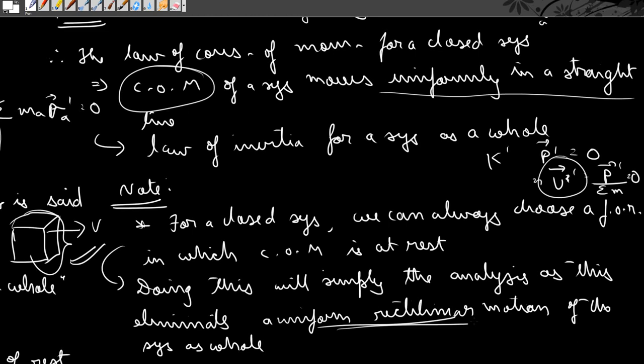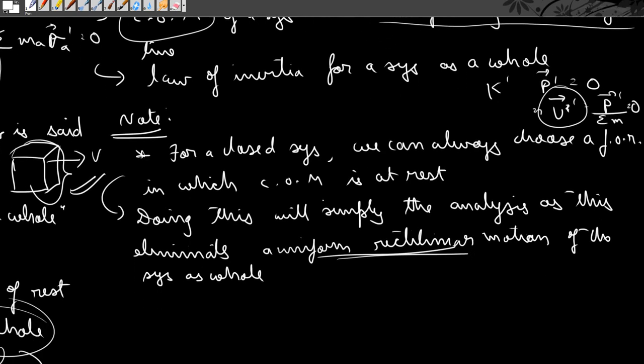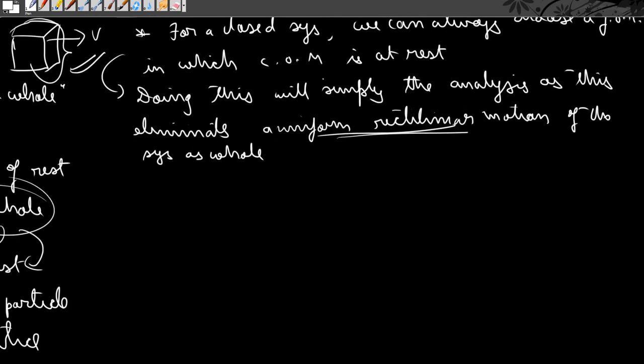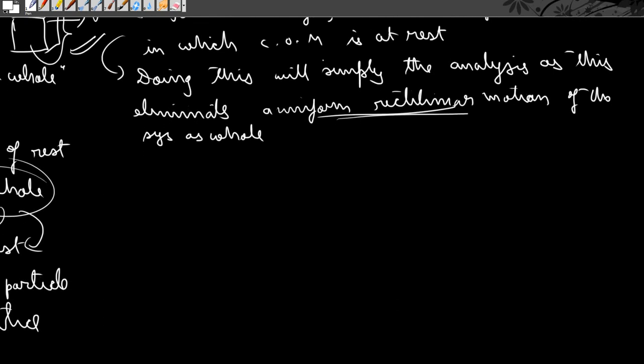But if we consider a frame of reference in which the center of mass is at rest, we can do away with this velocity component of the center of mass and therefore simplify the algebra. Okay, so always choosing a frame of reference for a closed system in which the center of mass is at rest will make our mathematical analysis easier. Okay, and this is an important point to remember.